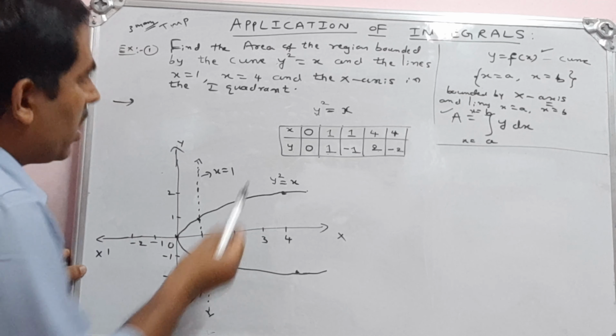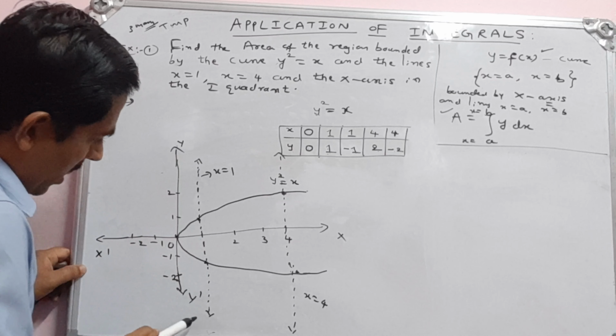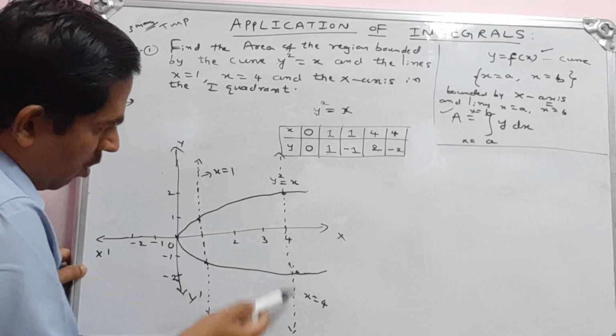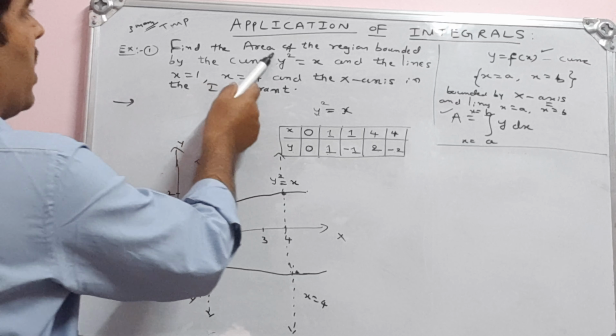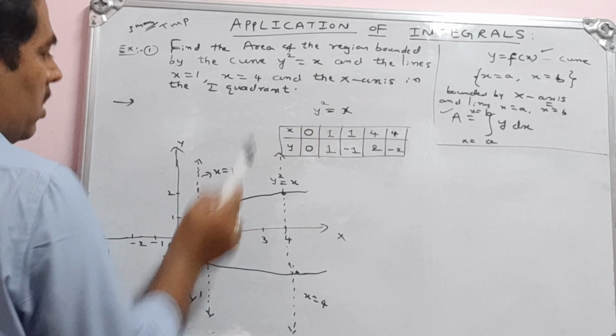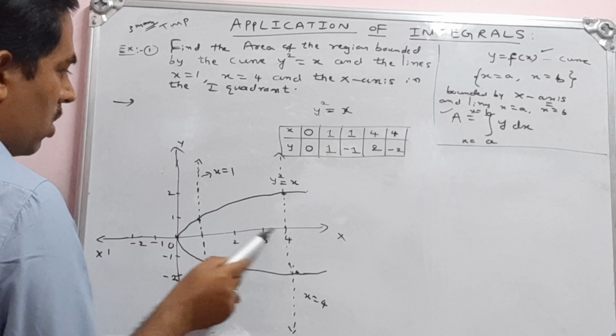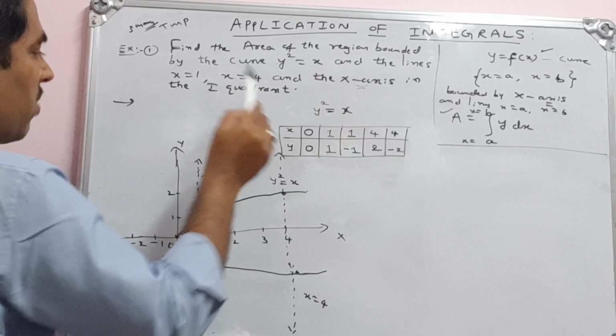Then another line is x is equal to 4. This is x is equal to 4, another line. x is equal to 1 is a line parallel to the y axis, and x is equal to 4 is a line that passes through 4 and is parallel to the y axis. So we have to find the area of the region bounded by the curve, the lines x is equal to 1 to x is equal to 4, and the x-axis in the first quadrant.